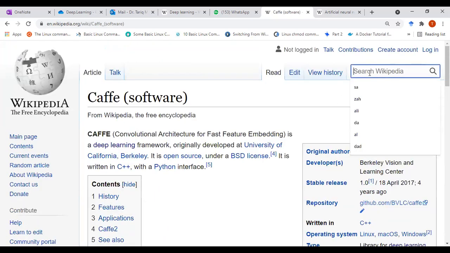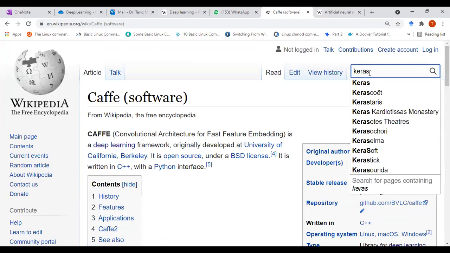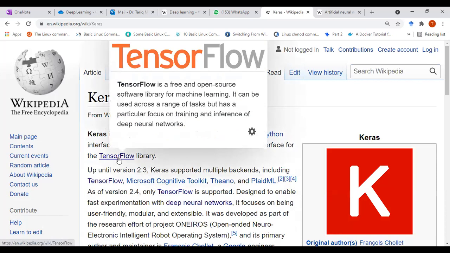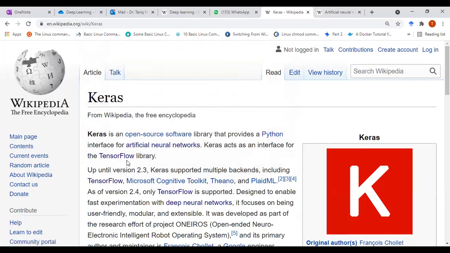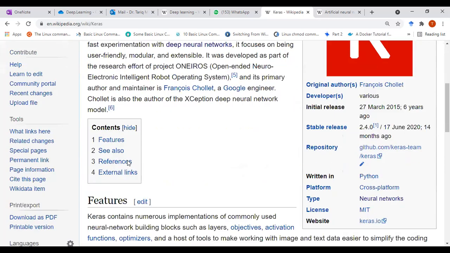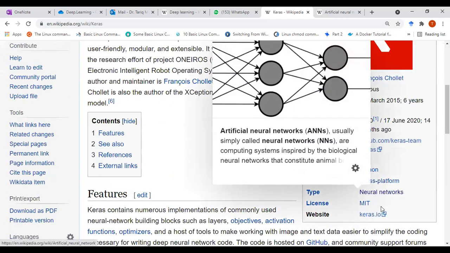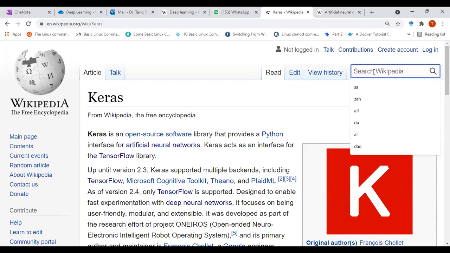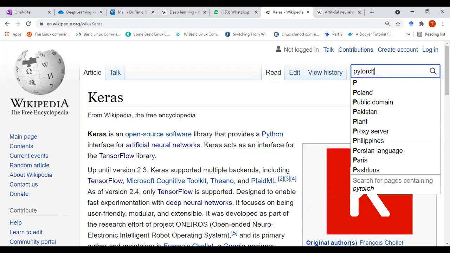And the third one, I think, which one was it? TensorFlow, Caffe, and Keras, which is already part of TensorFlow. PyTorch. Sorry? PyTorch is one, yes. Keras acts as an interface for the TensorFlow library. So Keras is now there as part of TensorFlow. They're all combined together. This is keras.io, but now it is also part of TensorFlow. And the last one you need to be looking at is PyTorch.